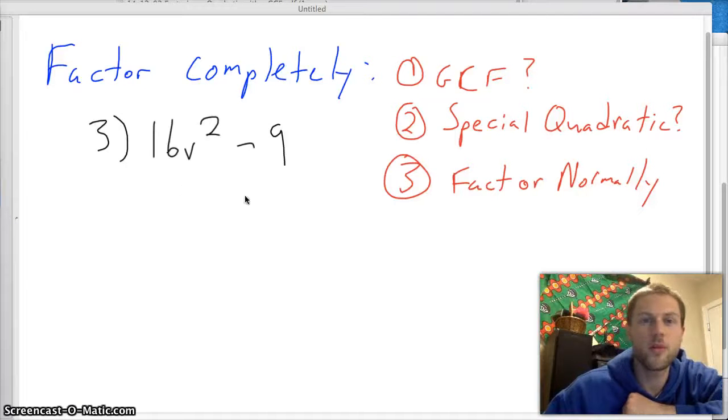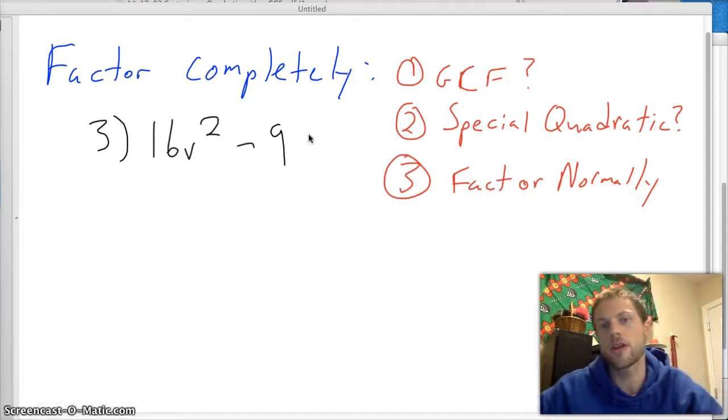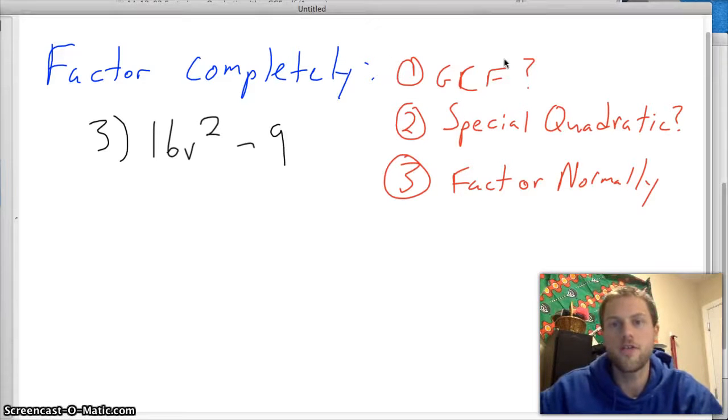Hello everyone. For this problem here, we're going to factor completely the following quadratic. We've got 16v squared minus 9. So the same as we've been doing before, we want to run through our checklist to see what we can do here. And to get started, we're going to check to see if there is a GCF in this quadratic.